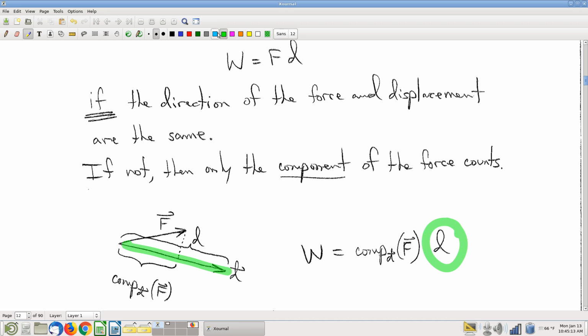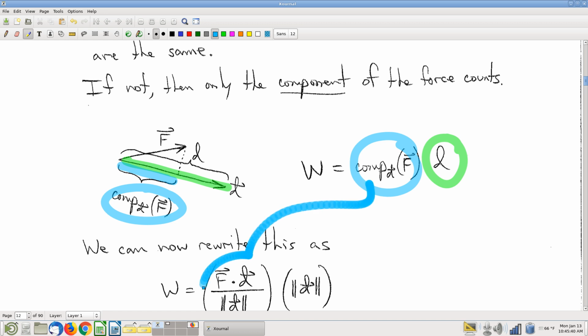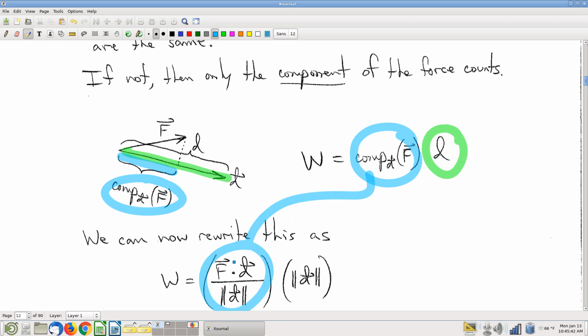And I'm going to multiply by not the magnitude of the force. No, that force vector is going the wrong direction. I don't care about that force vector. I care just the extent the force is pointing in the direction of the moving. Okay? So the component of the force. And of course, we know how to compute components at this point. Components are computed with dot products like that.